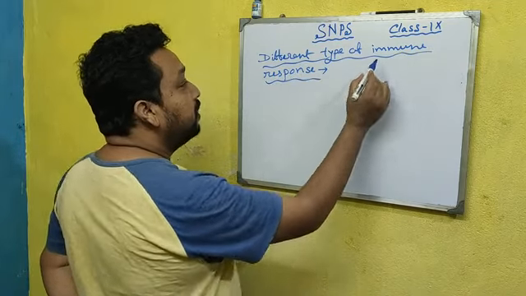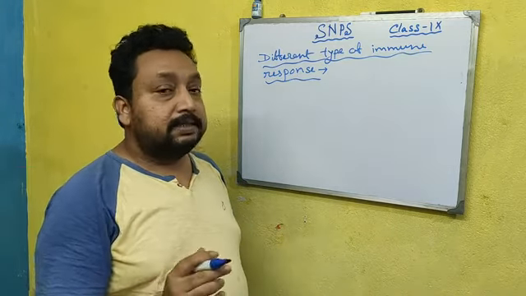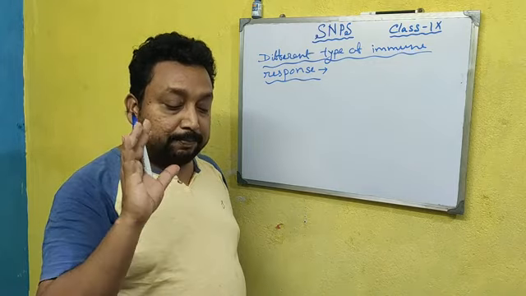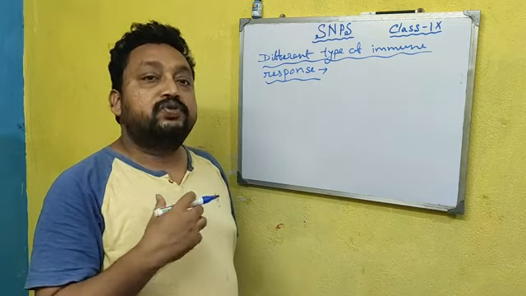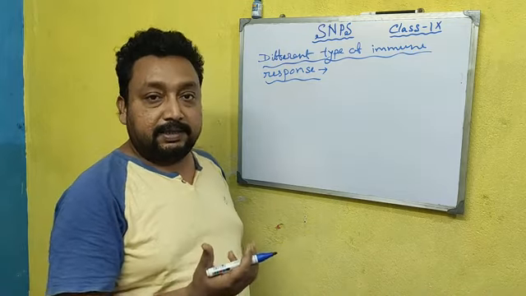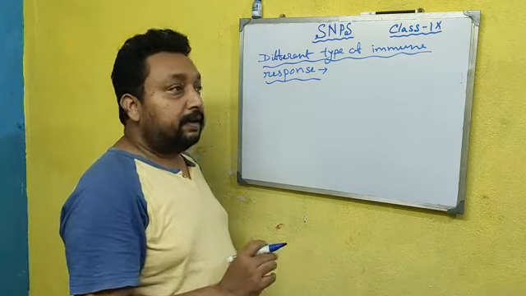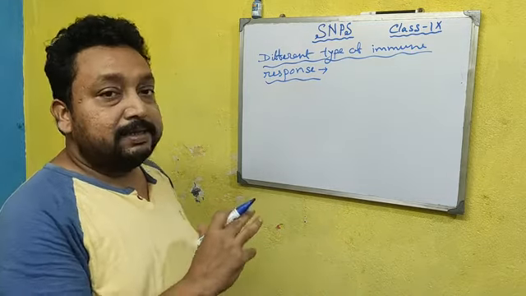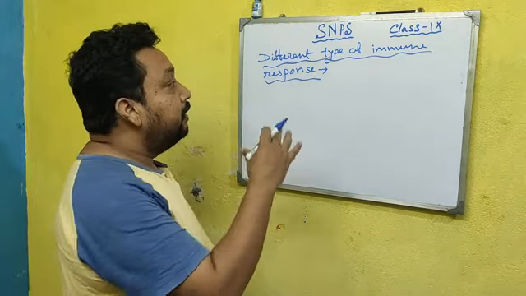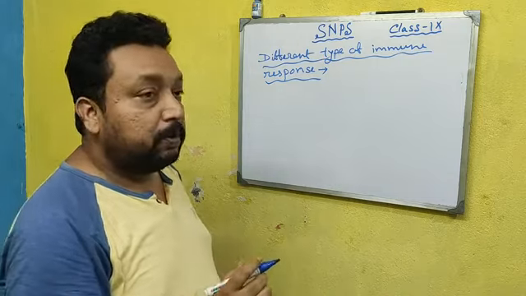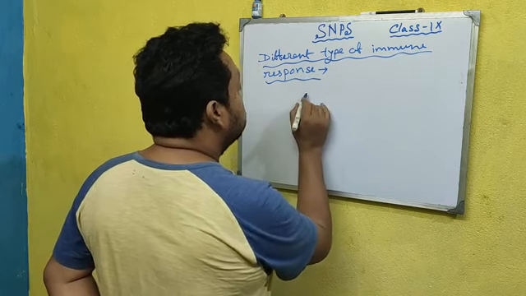Different types of immune response. What do you mean by immune response? We have already said in previous classes that immune response means the process in which our body produces antibody against any kind of antigen. Antigen means the foreign particles that enter into our body like bacteria, viruses, etc. So how the immune response occurs in our body, that process is said to be the different types of immune response. There are mainly two types of immune response.